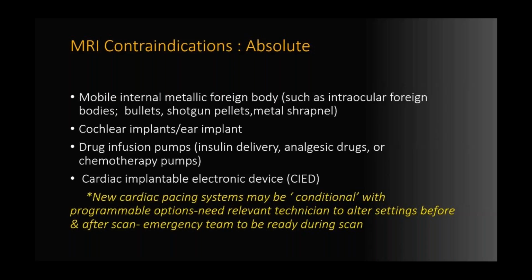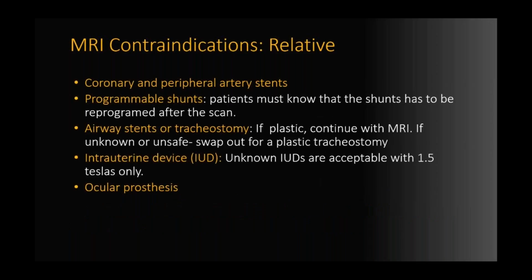So cochlear implants or ear implants are absolute contraindications. Drug infusion pumps, insulin delivery systems, these are all contraindications. And the relative contraindications are coronary or peripheral artery stents, programmable shunts, airway stents, and tracheostomy. So if it is plastic, we can continue with the MRI. If it is unknown or unsafe, then we need to change to a plastic tracheostomy before taking the patient in.